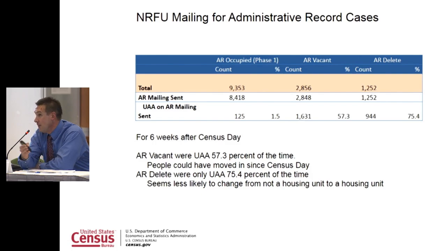So we did have that. With that, people could have moved in between when the postman delivered around April 1st and 6 weeks later. But only 57% of the time we got that UAA result 6 weeks later. The result for the AR deletes stood out to us a little more because around April 1st, there was no such number. They couldn't find it. 6 weeks later, it only came back UAA 75% of the time. We thought this was going to be a lot higher. 25% of the time, it looks like they were able to deliver the questionnaire.